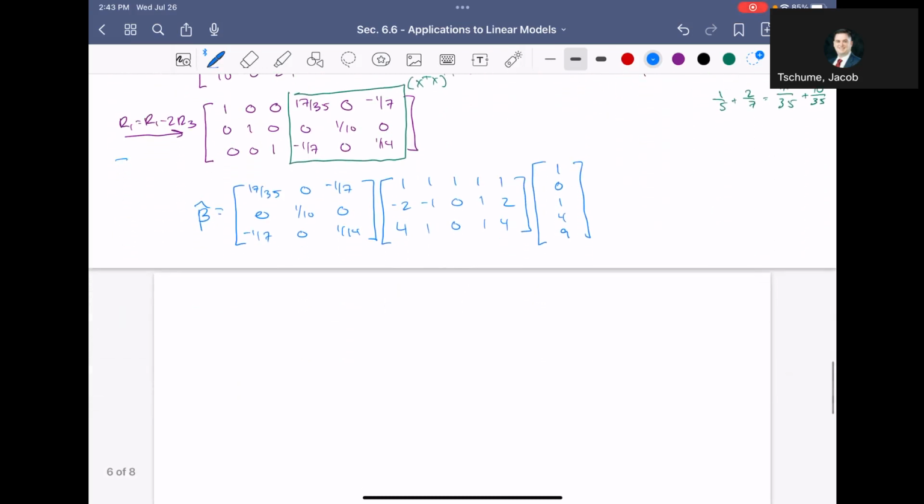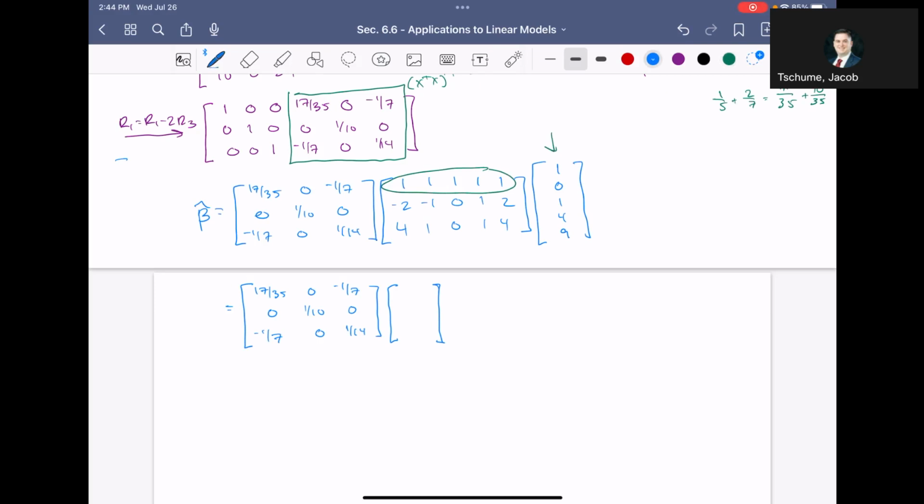All right. I'm going to try to avoid those fractions till I have to. So I'm going to multiply the last two matrices together. So we're going to have the 17 over 35, 0, -1/7, 0, 1/10, 0, -1/7, 0, 1/14. And then a 3 by 5 times a 5 by 1 should give us a 3 by 1 column vector. So let's take each row and multiply it by the column.